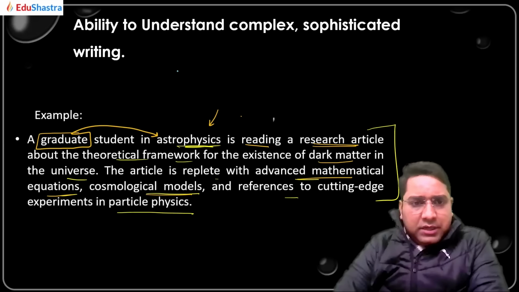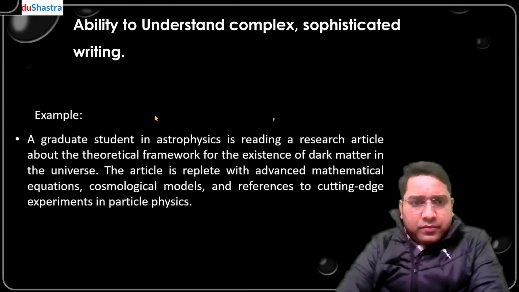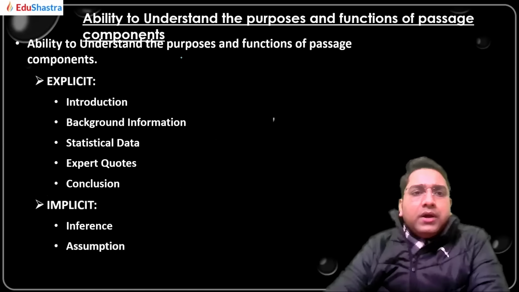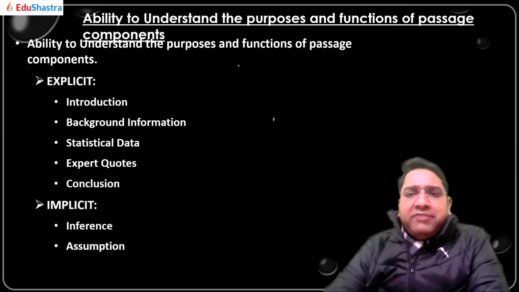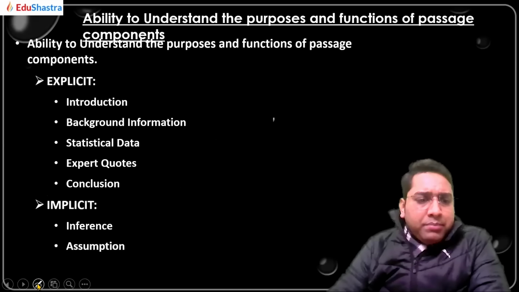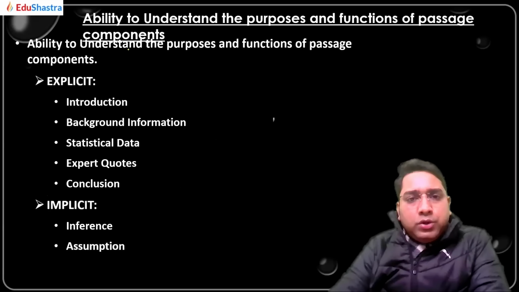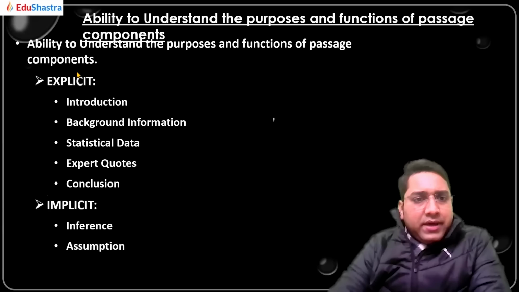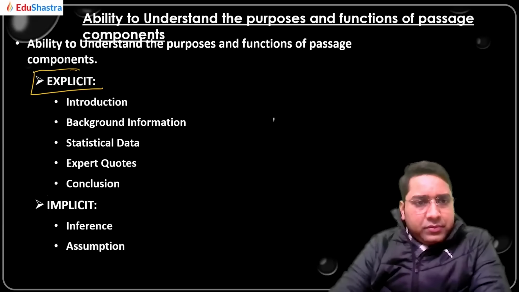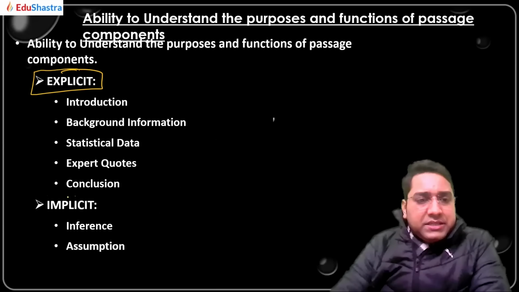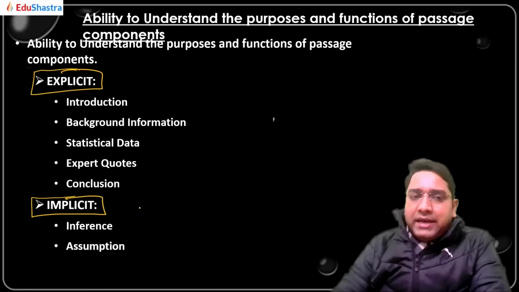Let's move to the third point. Multiple situations are given. Now, the ability to understand the purpose and functions of the passage components. I have already mentioned what the components could be. Components could be in two ways. One, explicit, that means stated in the passage. The other, implicit, that means not stated in the passage.